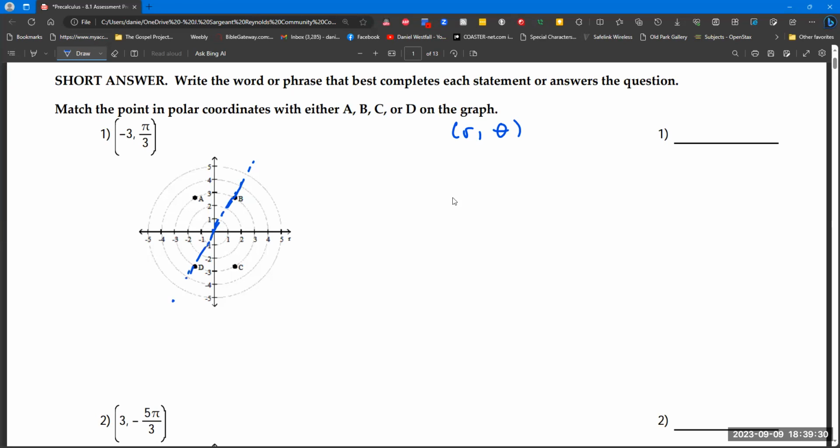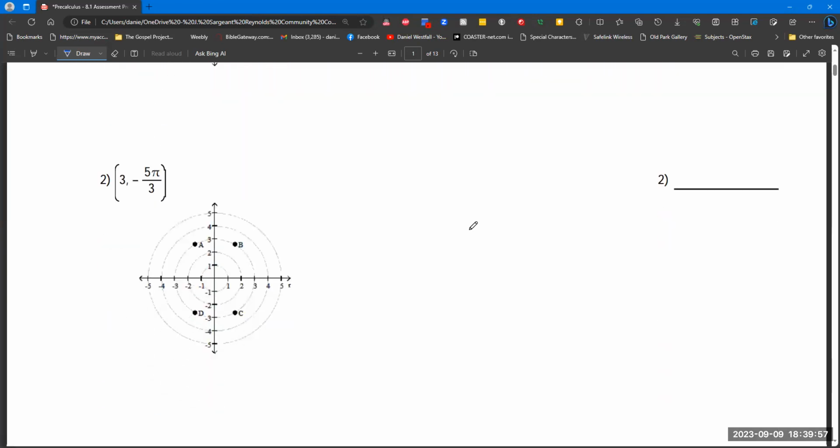And then I'm standing at the pole and I want to walk backwards. When I'm facing this way, I want to walk backwards 3 units. I'm going to get to D because it's a -3. So if we have a positive r value, we walk in the direction of theta. If we have a negative r value, we walk in the opposite direction of theta.